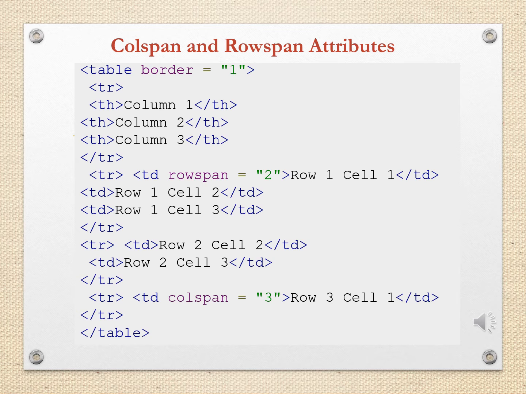And here, if you see at the end, the Colspan is equal to 3. So we are converting the row 3 and cell 1 into one row. If you see the output, you will be more clear in the next slide.